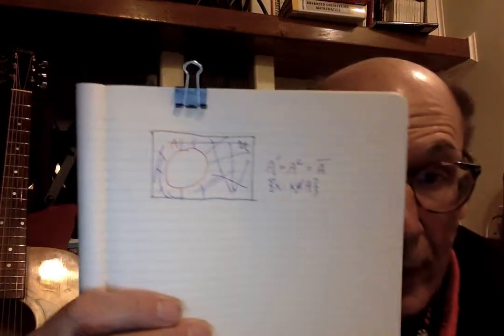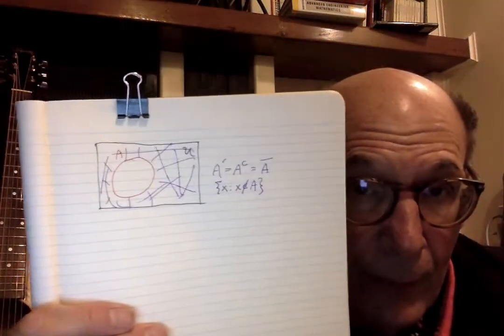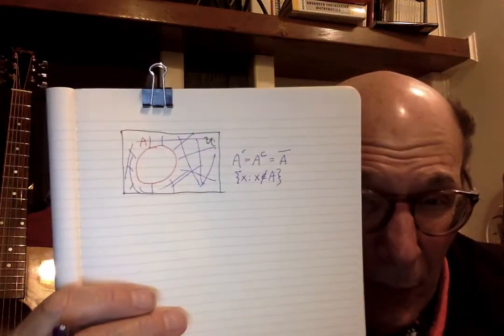And so that's everything that's not in A. So I'm kind of shading that in. So there are a couple of standard notations: A prime, A raised to the C power. No, it's just a superscript C, or A bar. And using set notation, it's the set of x such that x is not in A. So that's the complement. So you see how the Venn diagram kind of clarifies what's going on there.